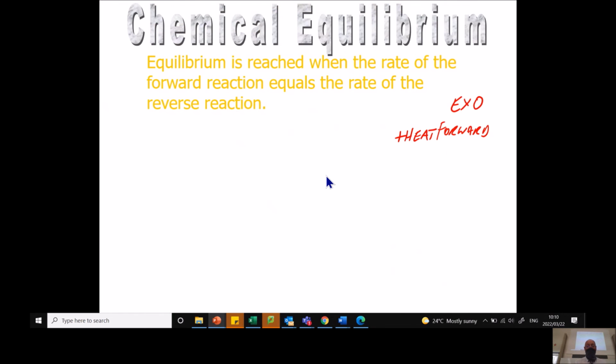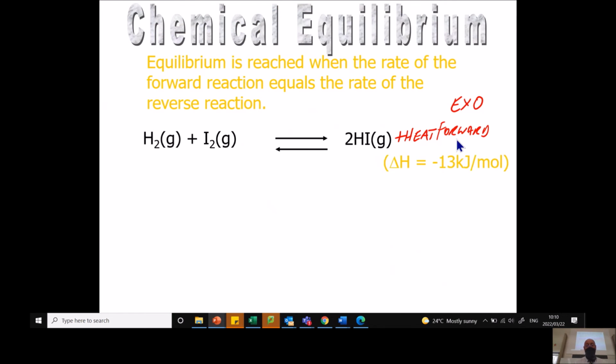So if it's written on the right, then it's the forward reaction. So, you know, if we write it like that, then we're saying the forward reaction is exothermic.